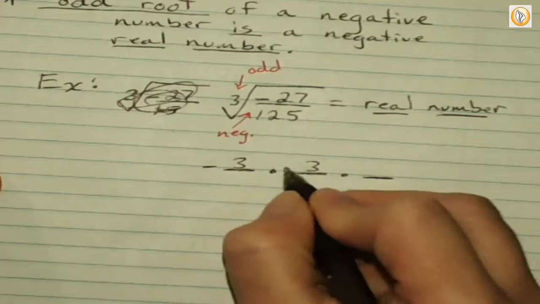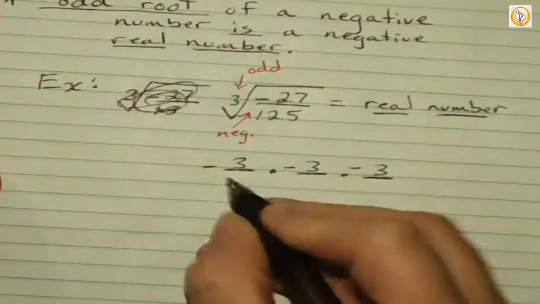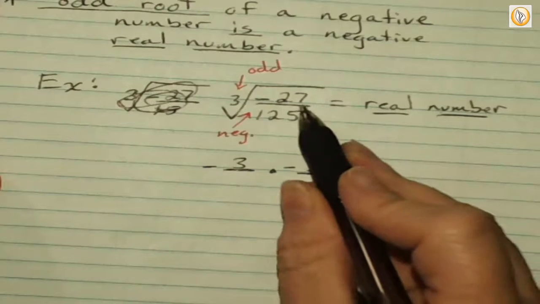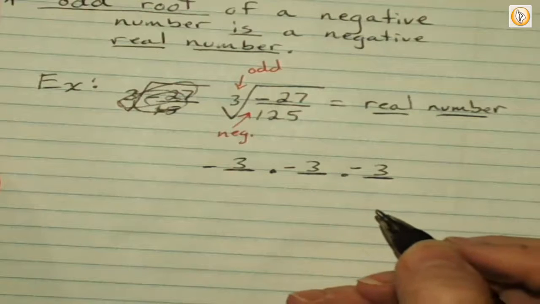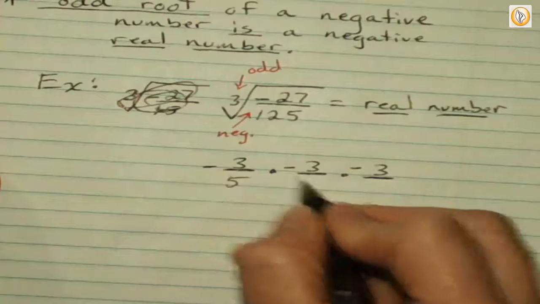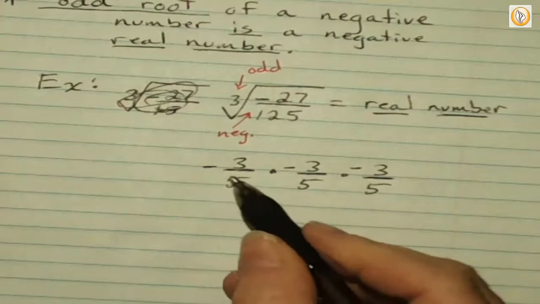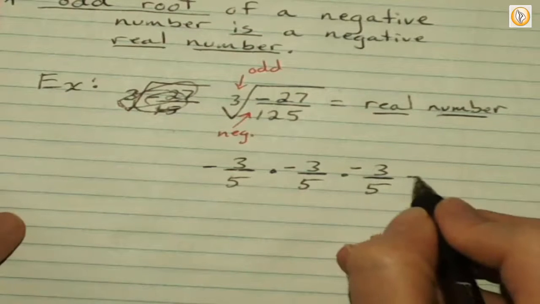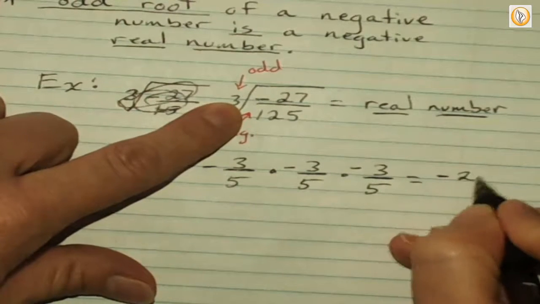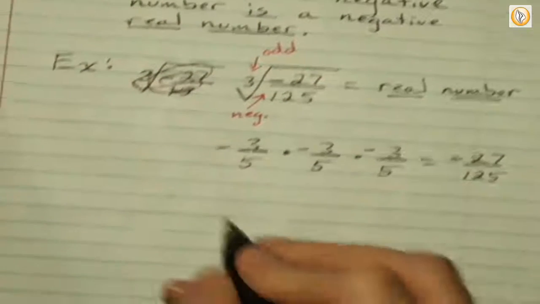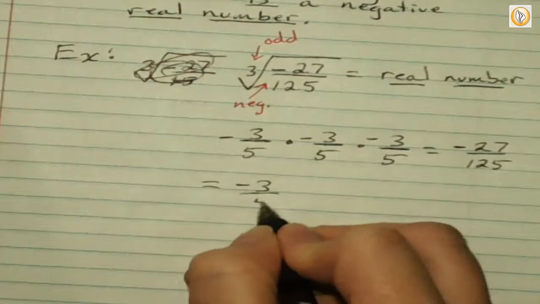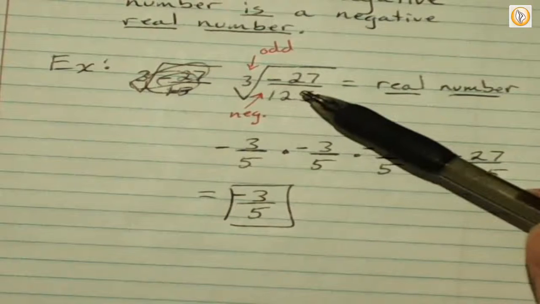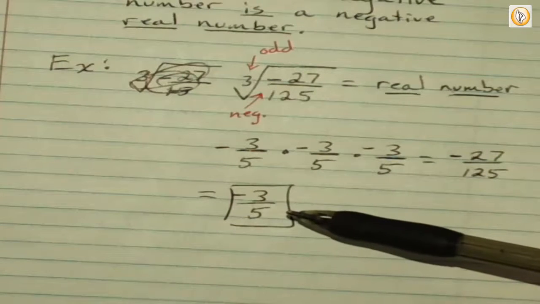Negative 3. Negative 3 times negative 3 is a positive 9. Positive 9 times negative 3 is negative 27. What number goes on the bottom? 5. Very good. So negative 3/5 times negative 3/5 times negative 3/5 gives us negative 27 over 125. So the actual answer is negative 3 over 5. If you were given this on a quiz, the answer is negative 3 over 5.